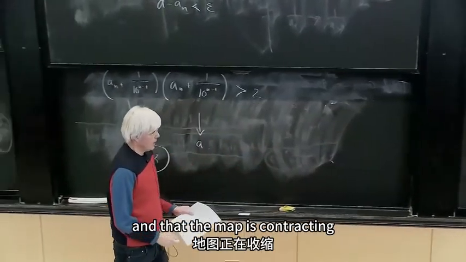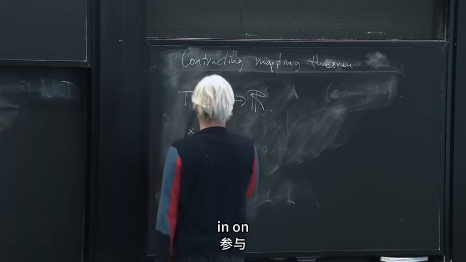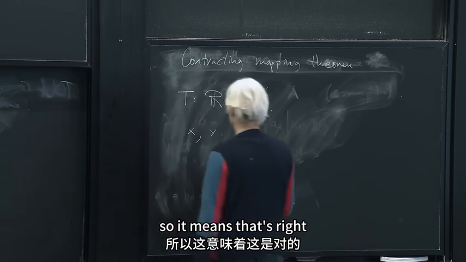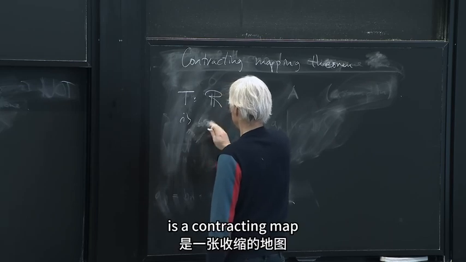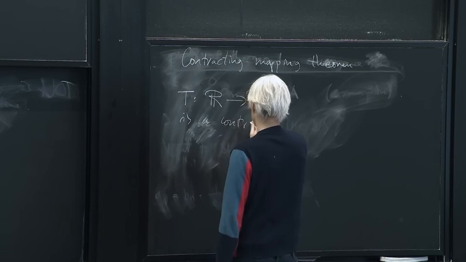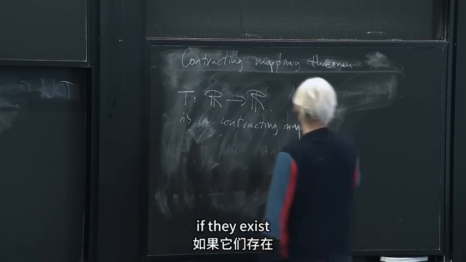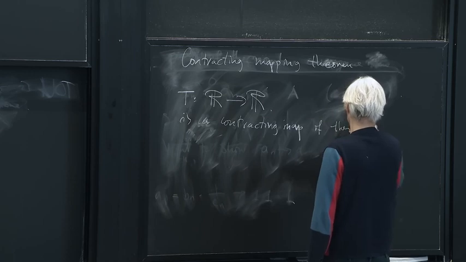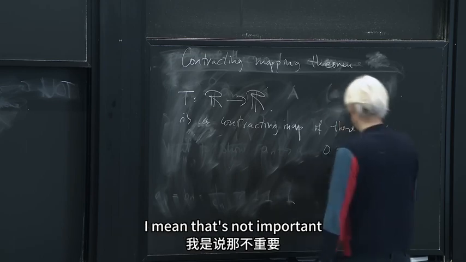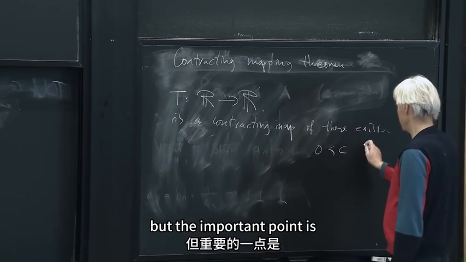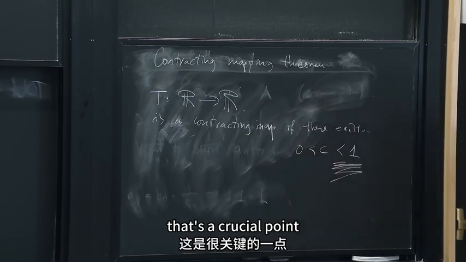That the map is contracting means that if you take two elements in R, so it means that T is a contracting map, if they exist. And this is really important: C is positive. I mean, that's not important, it sort of had to be positive. But the important point is that C has to be strictly less than 1. That's a crucial point.